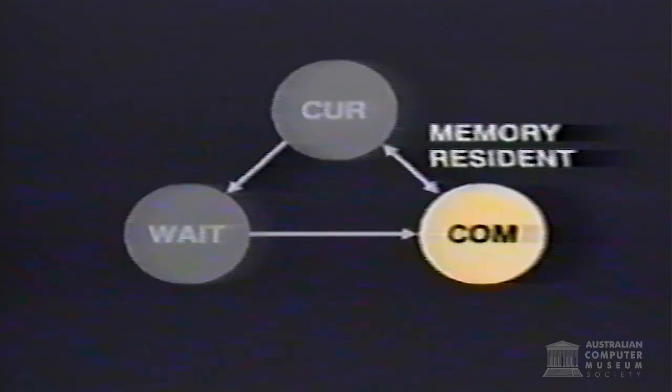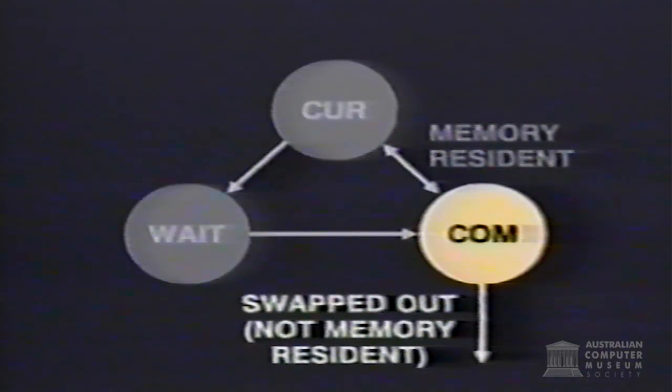Some computable processes are swapped out of memory to disk storage because there's not enough space to fit all processes in main memory. These out-swapped processes can't be scheduled to execute because they are not memory resident. We'll discuss how processes are swapped in and out of memory in the next unit.